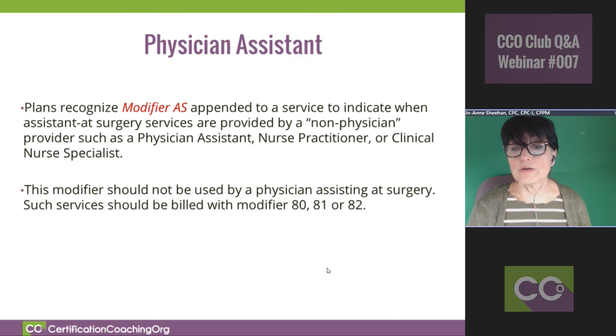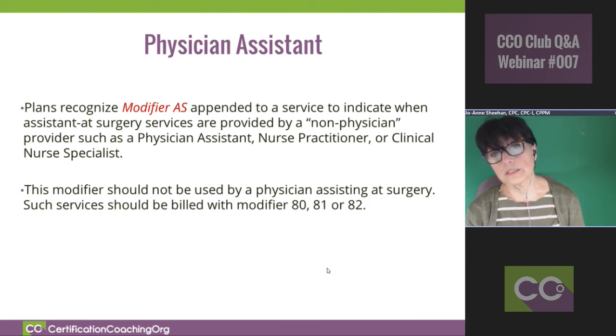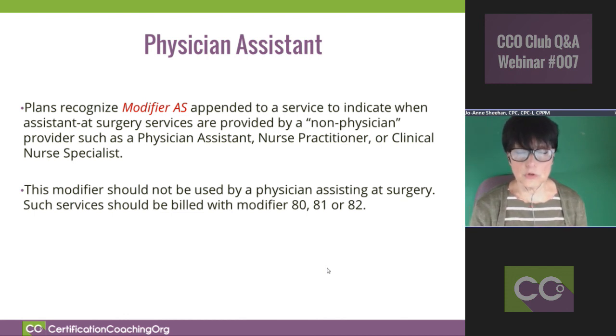Most plans recognize modifier AS appended to a service to indicate when assistant to surgery services are provided by a non-physician provider, such as a physician assistant, a nurse practitioner, or a clinical nurse specialist. This modifier is not to be used when a surgeon, a medical doctor, physician/surgeon is assisting a surgery. These services would be billed with modifier 80, 81, or 82, depending on the situation, okay? Because we're talking about physician assistant, you're only going to use modifier AS.